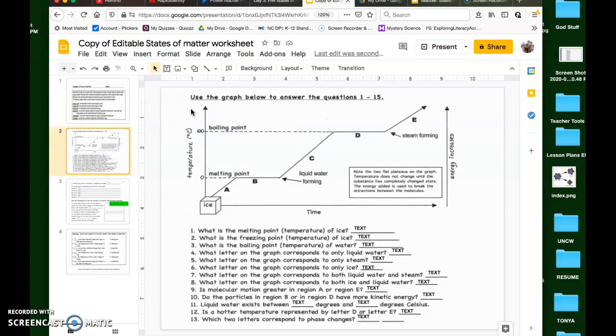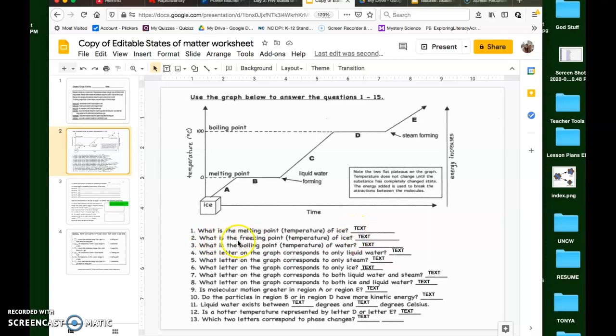And then here we've got a graph, and for questions 1 through 14, you're going to interpret the graph or answer the questions using the graph. For example, number 1 asks you, what is the melting point temperature of ice based on this graph? So you're going to need to go find the melting point, which is labeled right here for you. And you're going to need to tell me what temperature. So temperature is on the y-axis, time is on the x-axis. So my melting point right here is 0 degrees Celsius. So for number 1, you would answer 0 degrees Celsius.